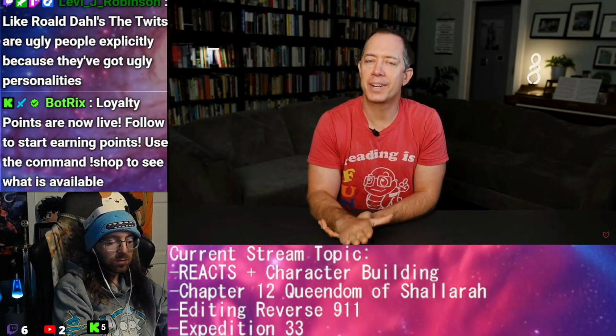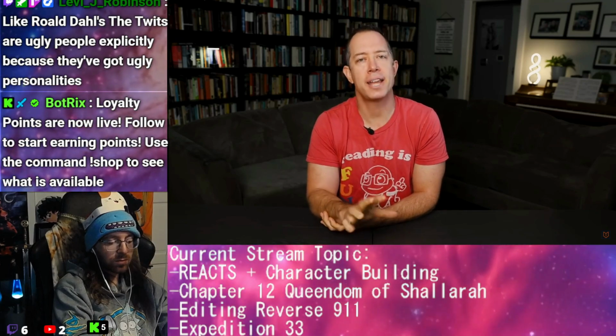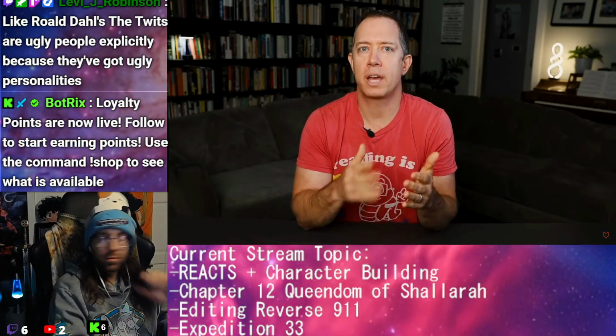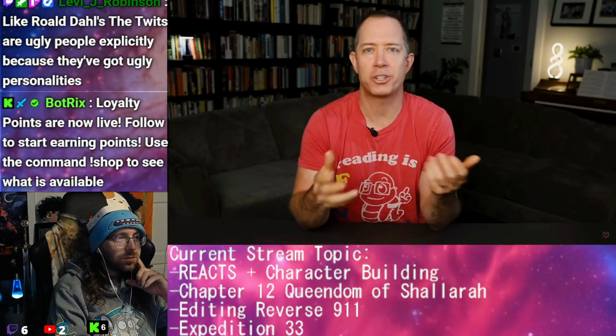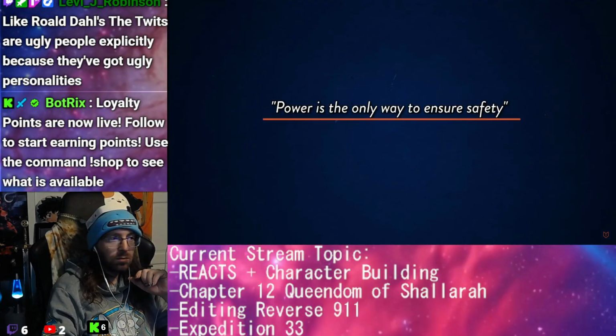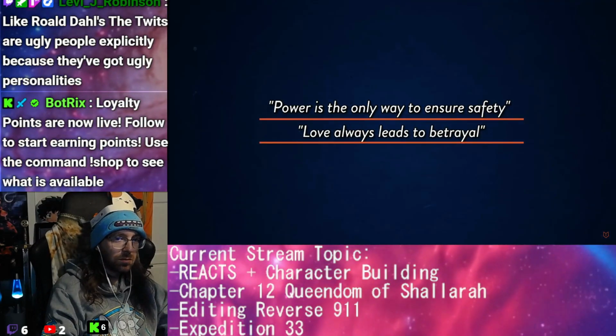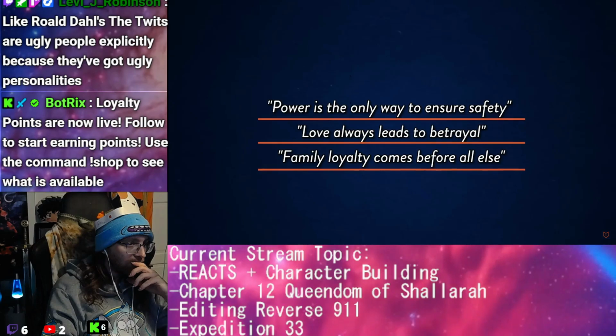Now, if you're thinking of a character of yours right now and you're like, I don't know what their core belief is, let me give you a few more examples of core beliefs that hopefully should spark some imaginative juices. Power is the only way to ensure safety. Love always leads to betrayal. Family loyalty comes before all else.